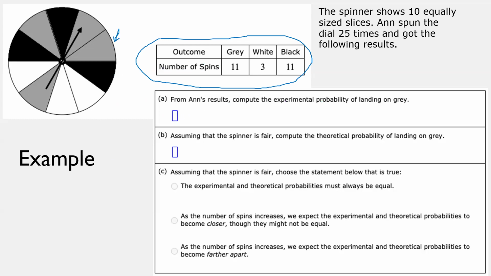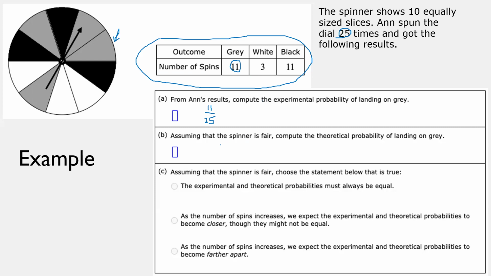From Anne's results, compute the experimental probability of landing on gray. Well, I see that gray happened 11 times, and I know she did this 25 times. That means 11 over 25. Depending upon how they wanted the answer, I could make that a decimal if I needed to.